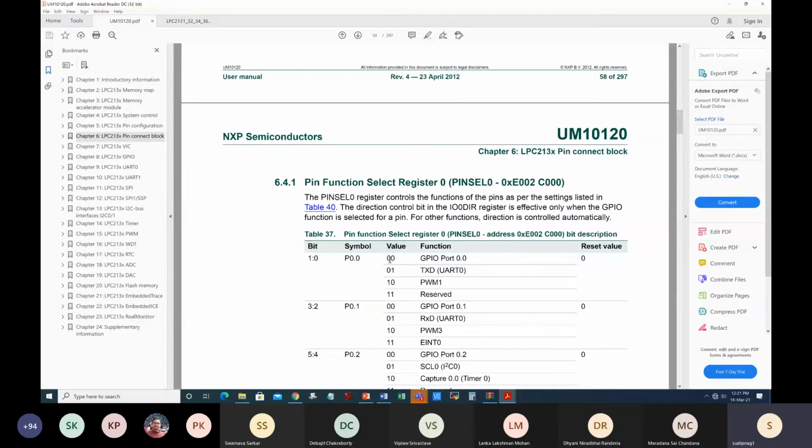In this case, if you write 00, it will be used as GPIO port 0.0. That means port 0.0 works as GPIO only if you write 00 in these 2 bits of PINSEL0. But if you write 01, it will become TXD0, right? That was the alternate function for the UART0 channel.